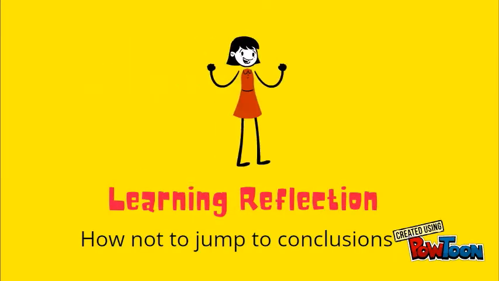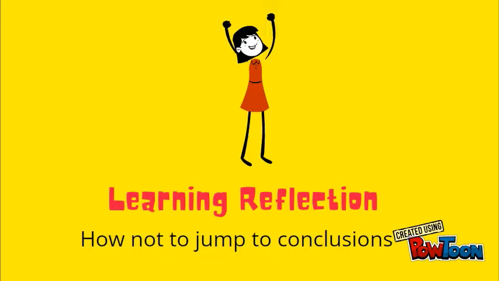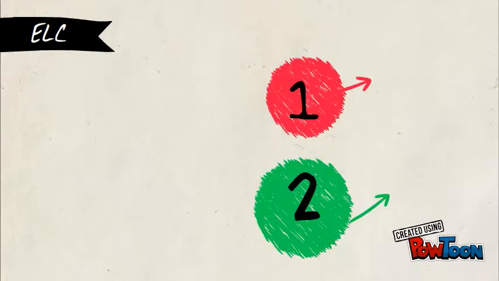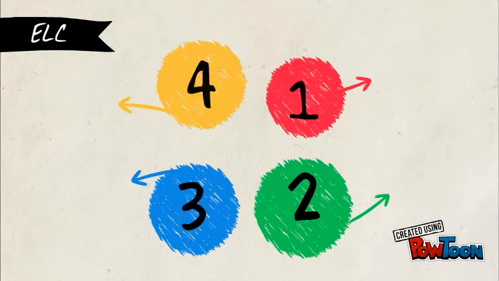Learning reflection. How not to jump to conclusions. The experiential learning cycle is a 4-step method that we've been using in this course to reflect on meaningful moments or puzzles in the classroom.